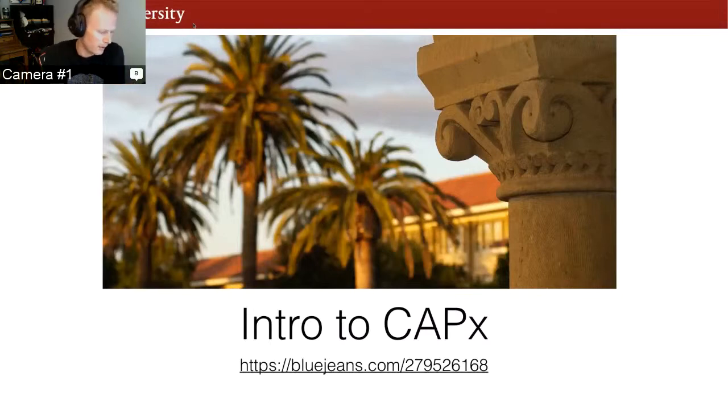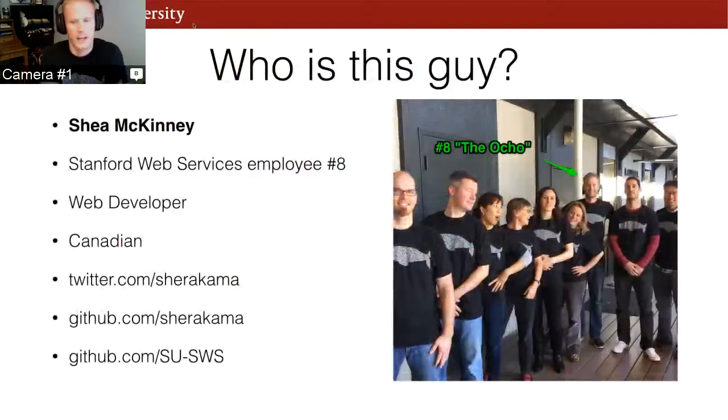So before I begin, who is this guy? Hi, I'm Shane McKinney. I'm Stanford Web Services employee number 8, also fondly known as the Ocho. I'm a web developer, and as Joe pointed out, I'm Canadian, so I'm up here in Vancouver, BC. It's actually not a bad day today, so you guys don't get all the sun. We get a little bit of it up here. I think we give you all our water, though.